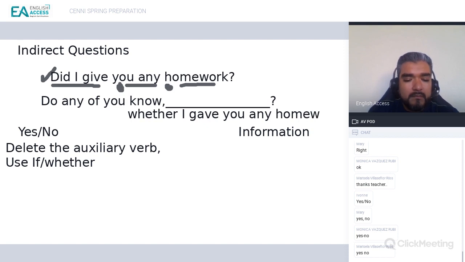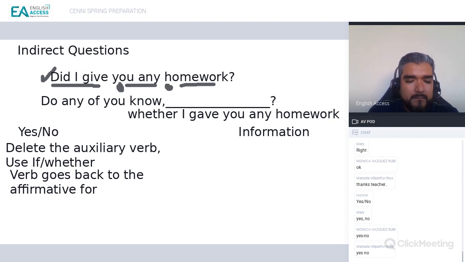Okay. So what do you do next? Well, once you change the auxiliary for if or whether, the verb goes back to the affirmative form. So in this case, it is if I gave you, right? Since this question is in past, the verb goes back to past, right?